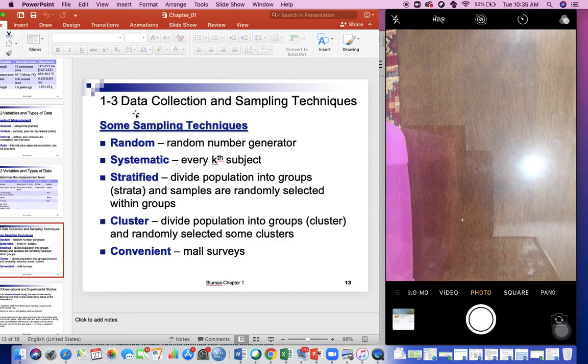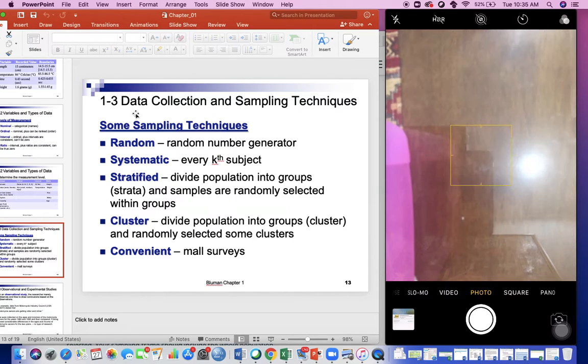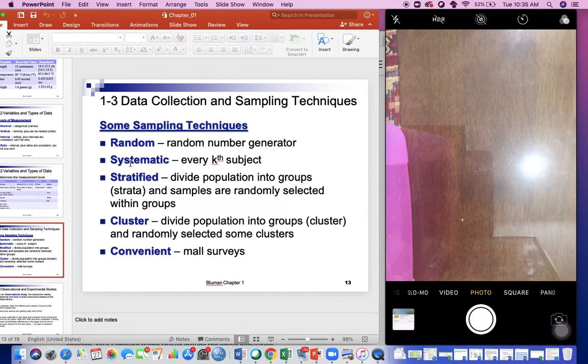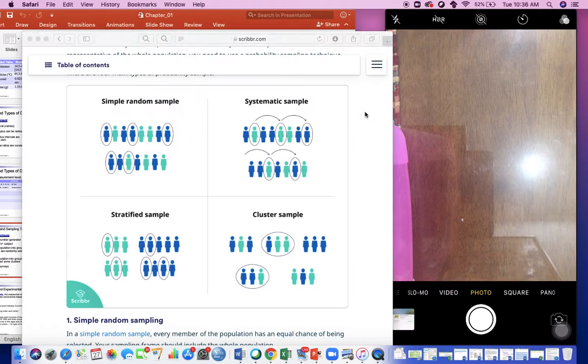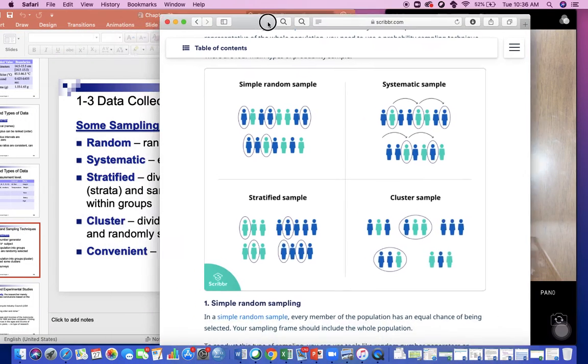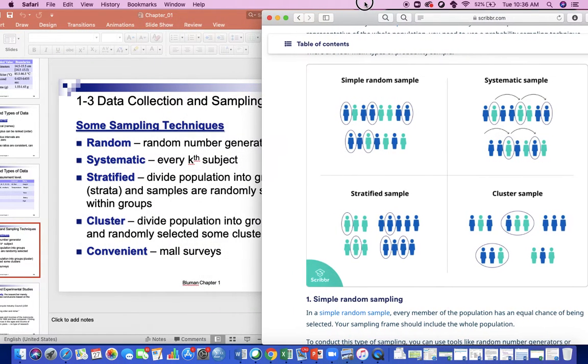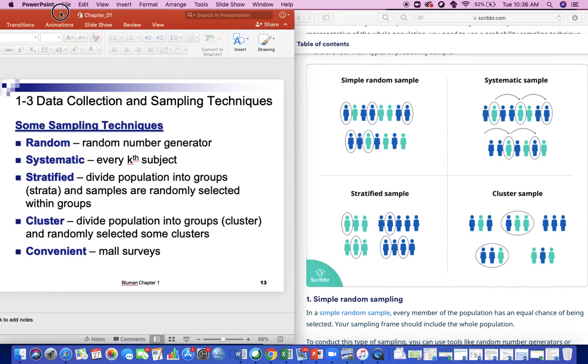Okay, this one is some sampling techniques. Sampling techniques: random, systematic, stratified, cluster, and convenient. For the easiest way to understand what is random, what is systematic, stratified, you can see this website. In this website, they already differentiate between these: random, systematic, stratified, cluster.